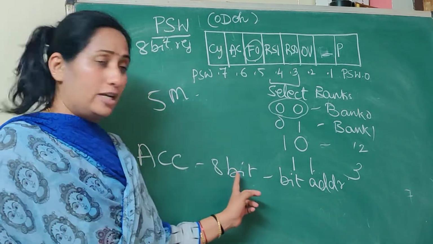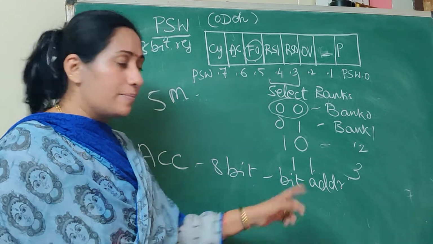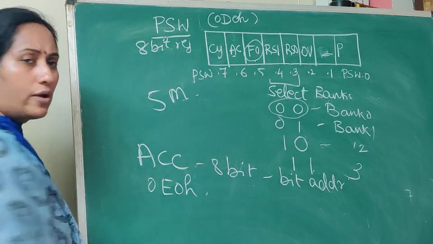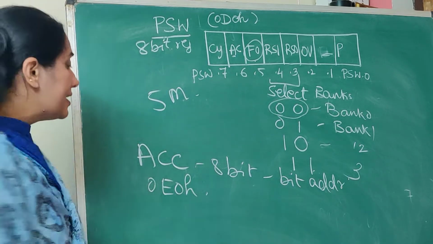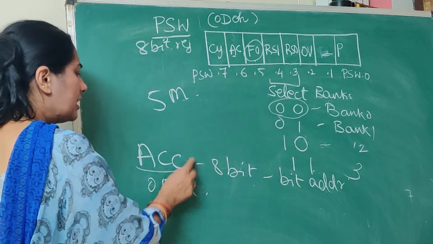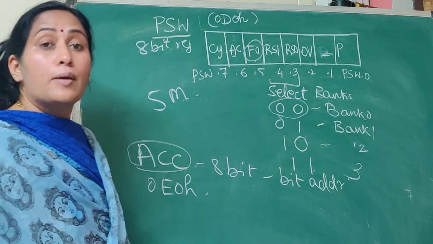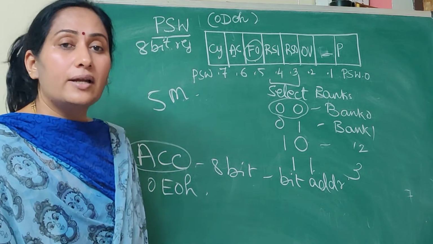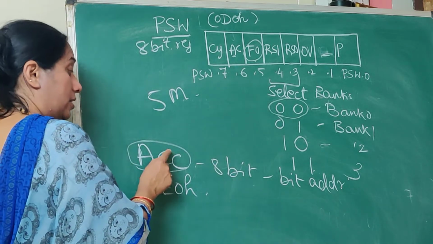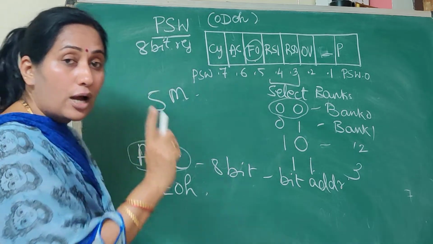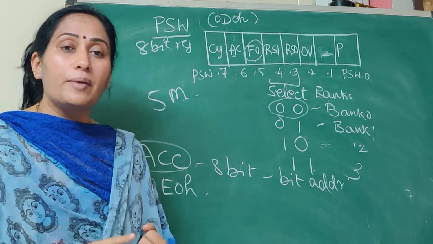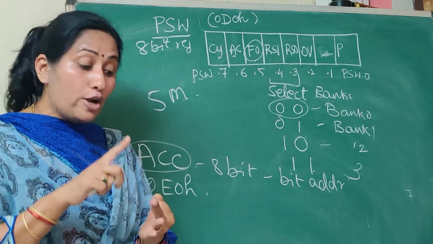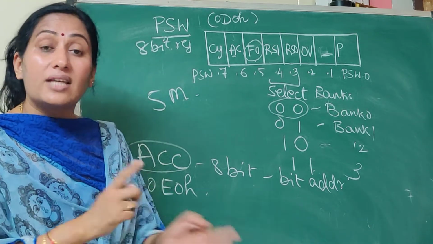So accumulator is a 8-bit register and it is bit addressable, and the address of the accumulator is 0E0 hex. The accumulator is treated as primary register. Why primary register? Because without the accumulator, I cannot perform any arithmetical operation, I cannot perform any logical operation, I cannot perform the data movements.